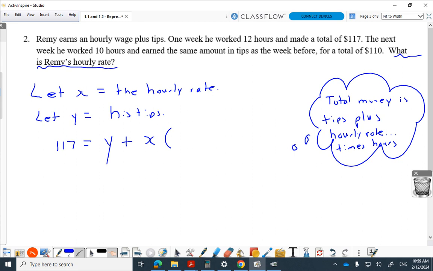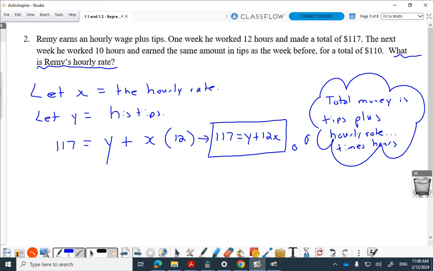But how many hours did he work in that first week? 12. I put the 12 afterwards to match up with my word equation, but hopefully what you're actually going to do is this: 117 equals y plus 12x. Which goes back to why you would have a general form of the equation. Maybe the way the word problem's set up, you're not going to get y equals mx plus b. It'll be your job to make it into y equals mx plus b.